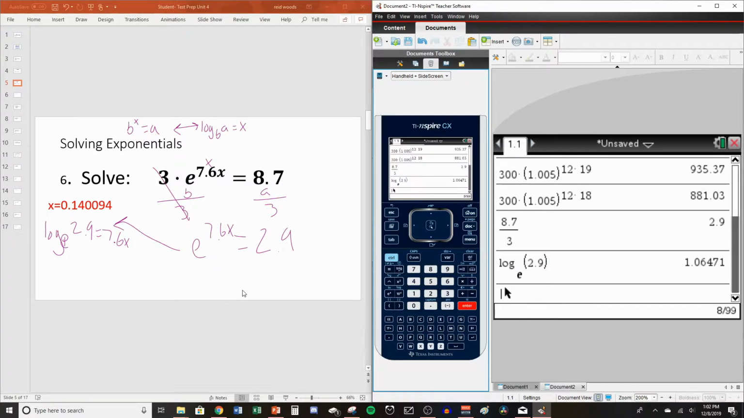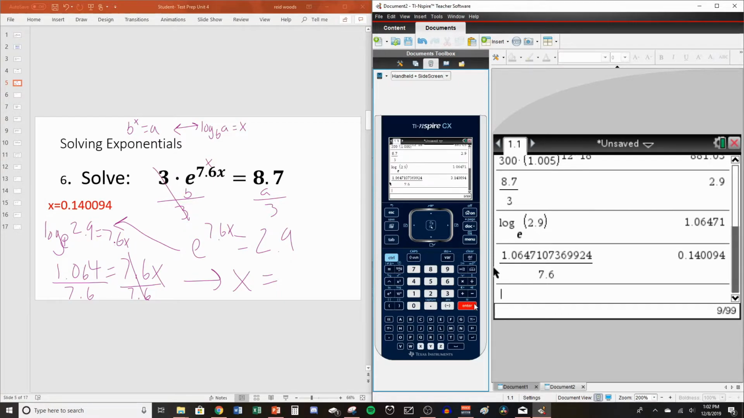So I get 1.06471. We'll just round that to 3 places. Should be good enough. So I'm going to do 1.064 equals 7.6x. So now all we have to do is divide this 7.6 from both sides. Goes away. We're left with our final answer, x equals. So we're going to divide that by 7.6. That's how we get our answer right here. Okay.